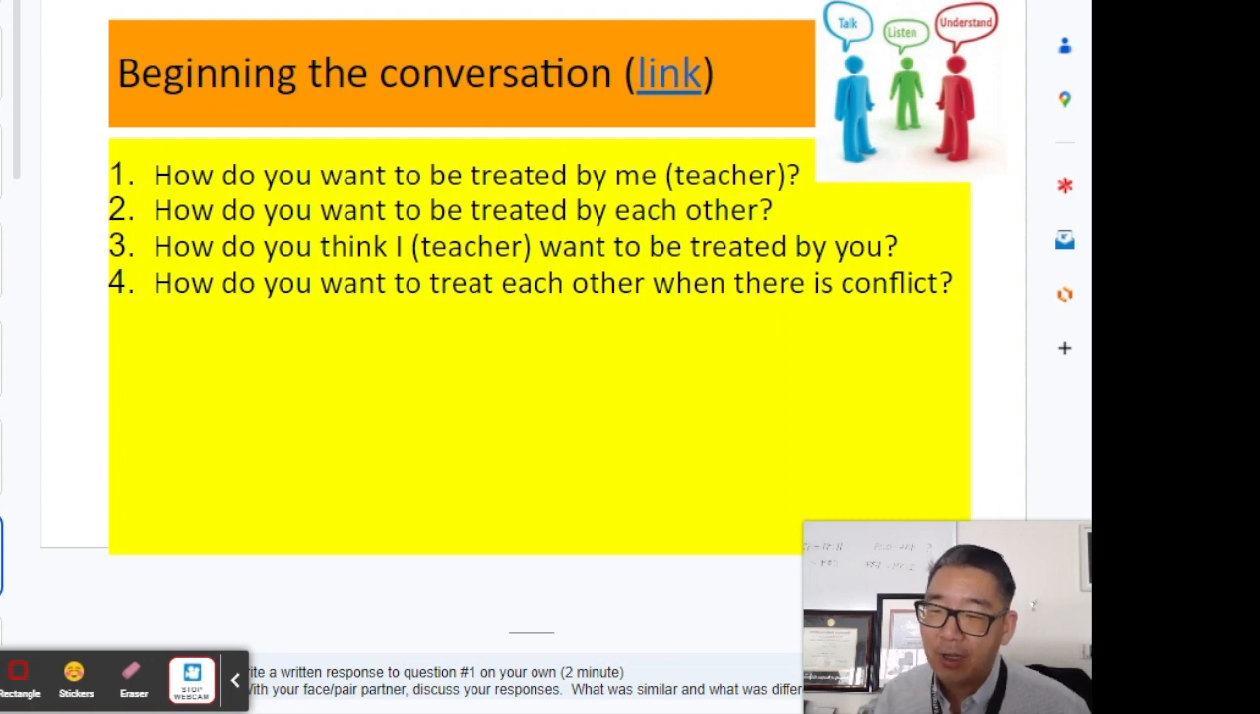The next question is, how do you think I, the teacher, want to be treated by you? And so once again, this is an opportunity to reset those expectations and norms. And then how do you want to treat each other when there's a conflict? And there may have been some conflict that has happened at this point, whether it's between students and students, or maybe it's between the classroom and the teacher, or maybe it's just one student and the teacher. There might have been some type of conflict that happened.